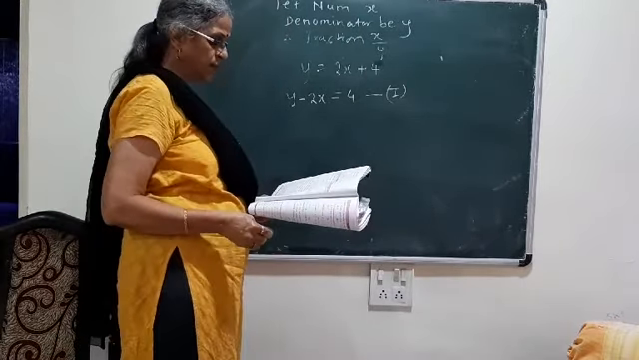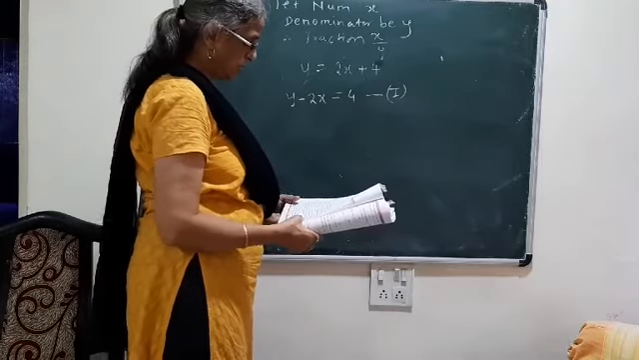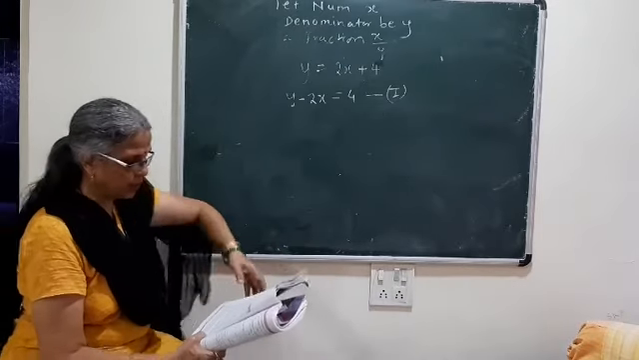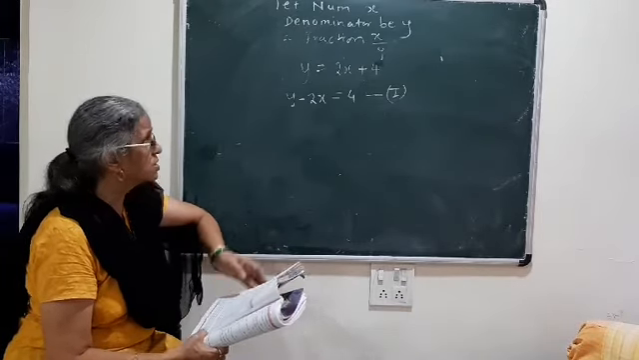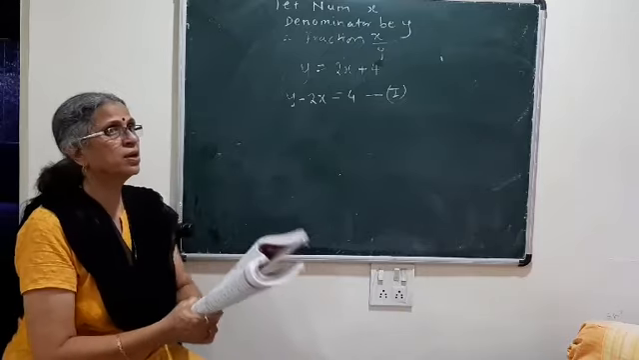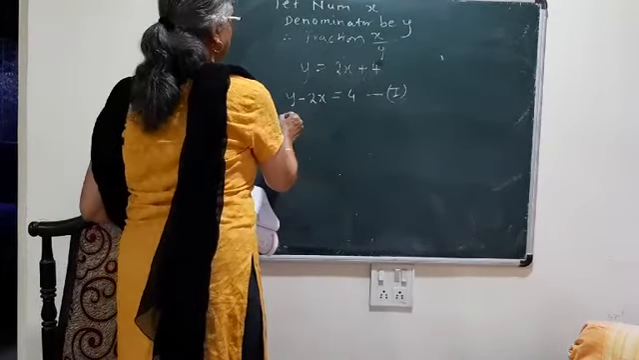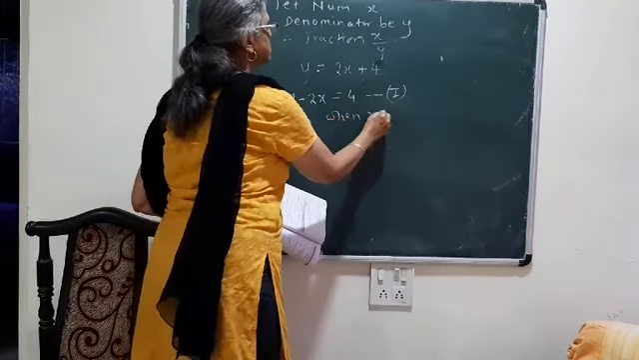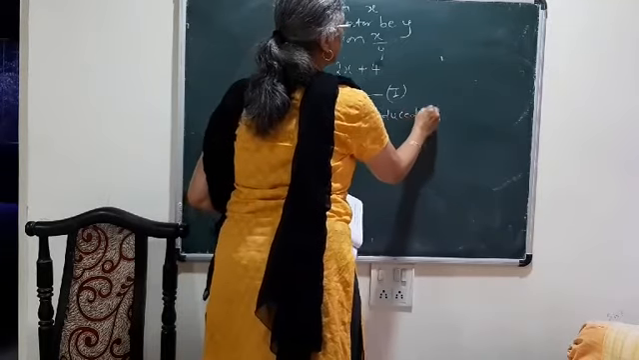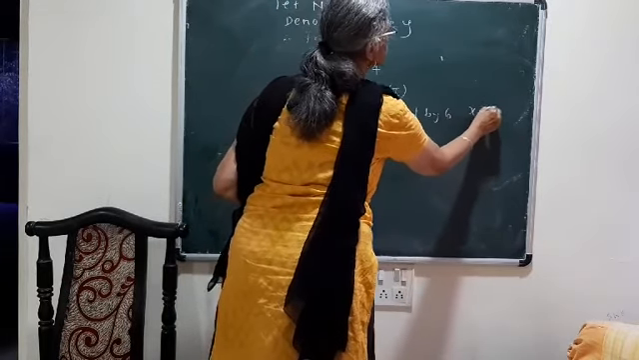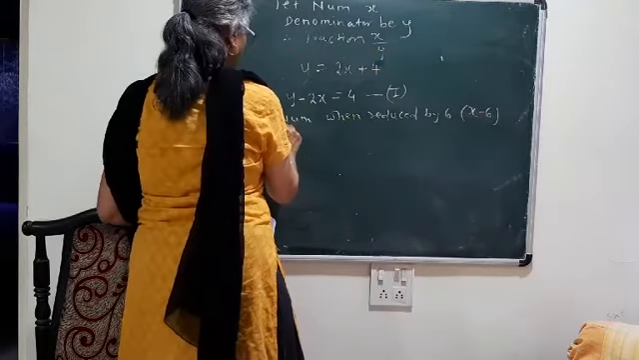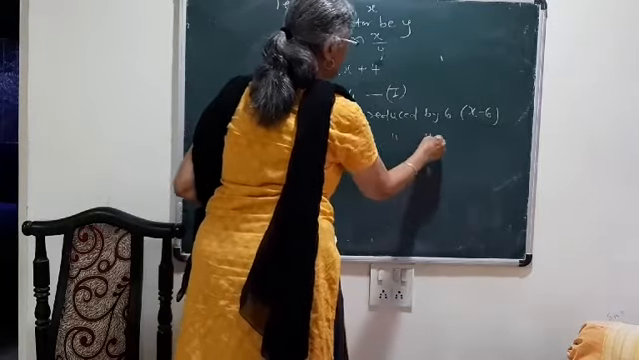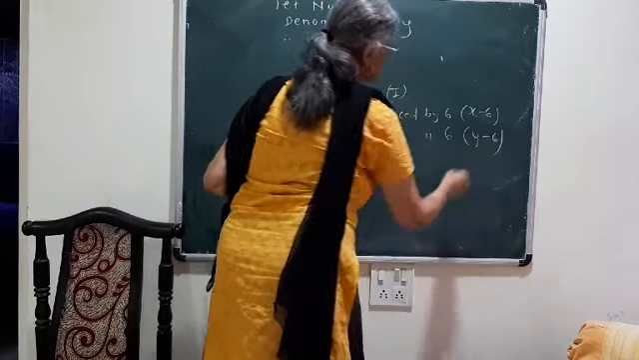Now the second, I will read the condition. Denominator becomes 12 times the numerator if both the numerator and denominator are reduced by 6. So what will be the numerator if it is reduced by 6? Numerator when reduced by 6, it will be x minus 6. And denominator when reduced by 6, it is y minus 6.